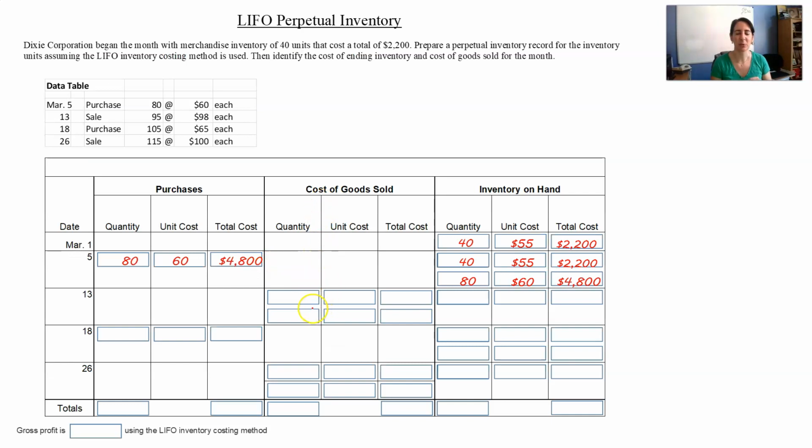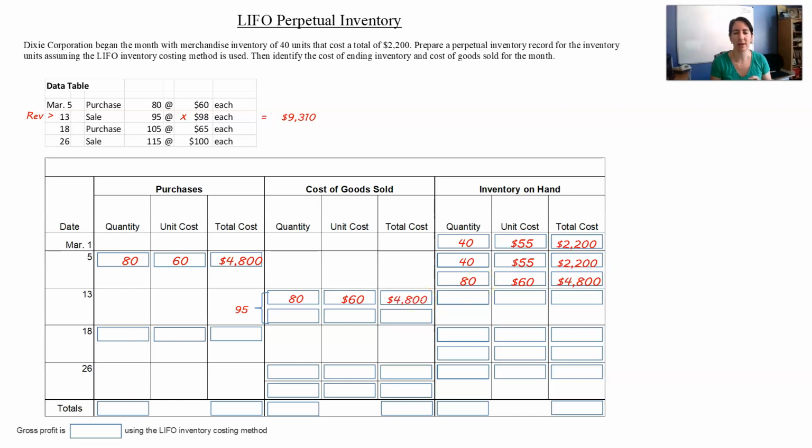So cost of goods sold, we're going to sell 95 of them, which we have from up here. That's going to be our sales price because that $98 is what we're selling them for, but that doesn't factor into the grid. We just need it for this to record sales revenue. All right, we sold 95 of them. The question is, which ones do we sell? And this is the core difference. LIFO, last in, first out. We're selling our most recent purchases. So we're going to sell from this $60 layer first. And that's your core difference between these.